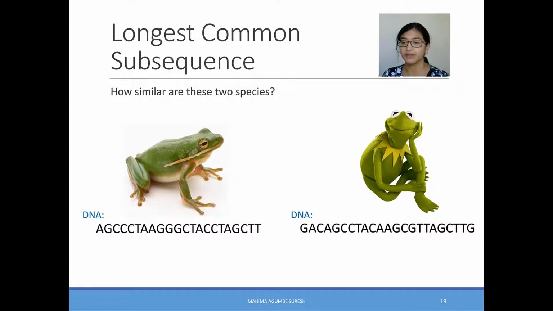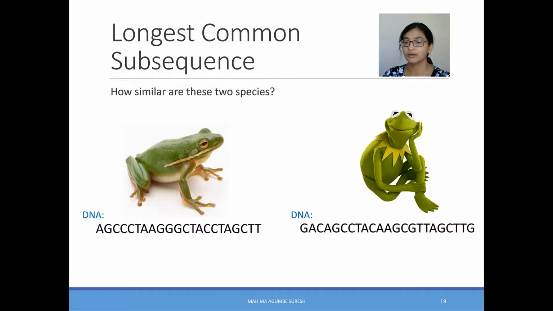For example, let's suppose that you are in a gene sequencing lab and you're given this problem of identifying how similar two species are. In this example, there is a regular frog and there's Kermit the frog. And they have certain DNA sequences, and your job is to figure out how closely related these two sequences are. Now, this is a pretty vague description of the problem. So you try to make it a little bit more concrete.